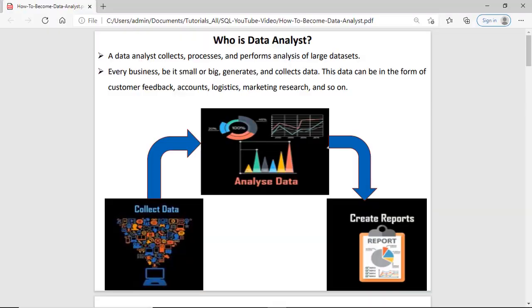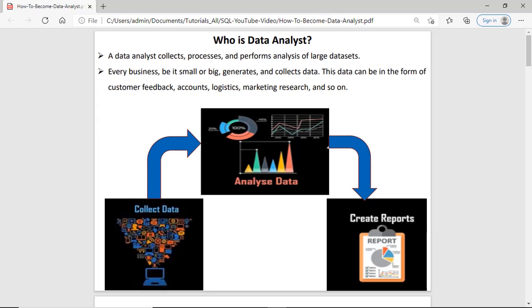First of all, we'll discuss who is a data analyst, what is his role and what are his responsibilities. A data analyst collects the data, processes the data, summarizes the data, analyzes the data and finally generates the report and submits the report to the higher management. And on the basis of the data insights, the management will decide how to grow the business.